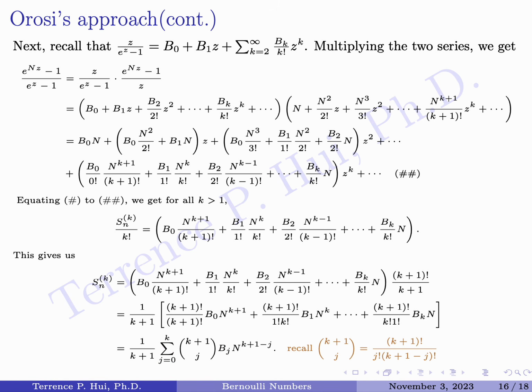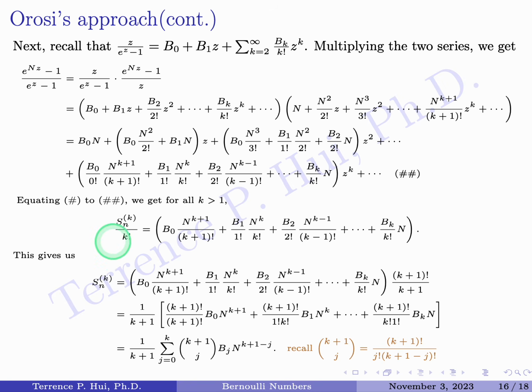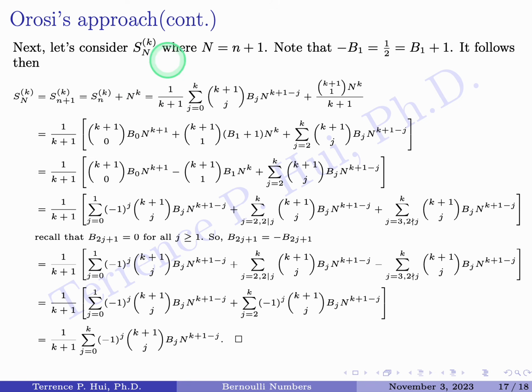Okay? Now, at this point we have it up to little n, but I wanted to write it as capital N, and capital N is little n plus 1. So let's consider what happens to S of capital N. Capital S of N is the same as S sub little n plus 1, k. But S of little n plus 1, k is the same as S of n, k plus capital N to the k, because the next term will be n plus 1 to the k. So capital N to the k.